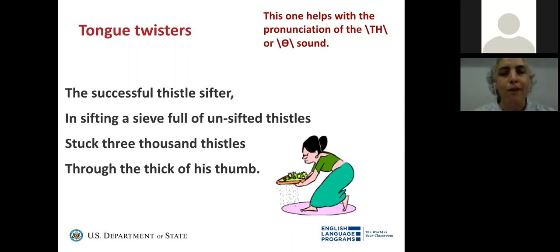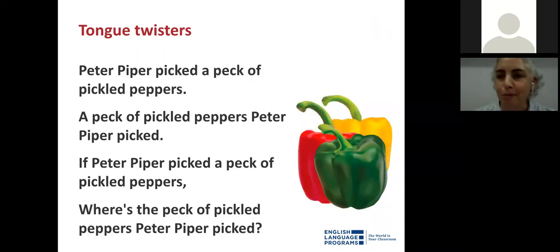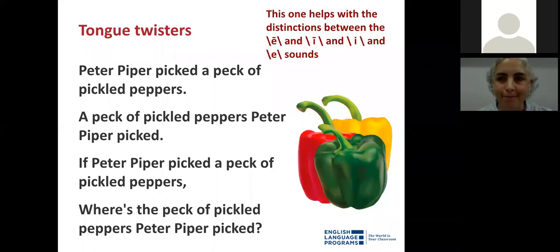Let's see. So I have one more tongue twister, and I think you may have heard of this one before. Do you know Peter Piper? Anyone heard of Peter Piper before? So what sound do you think we're practicing with Peter Piper? What are the contrasting sounds that we're practicing with this tongue twister? This one is really contrasting vowel sounds. So e, I, all the vowel sounds.